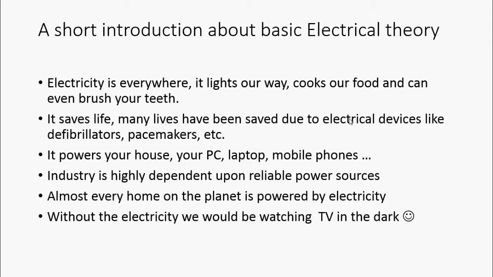It powers our houses, our PCs, laptops, and mobile phones. Industry is highly dependent upon reliable power sources. Almost every home on the planet is powered by electricity. Without electricity, we would be watching TV in the dark.